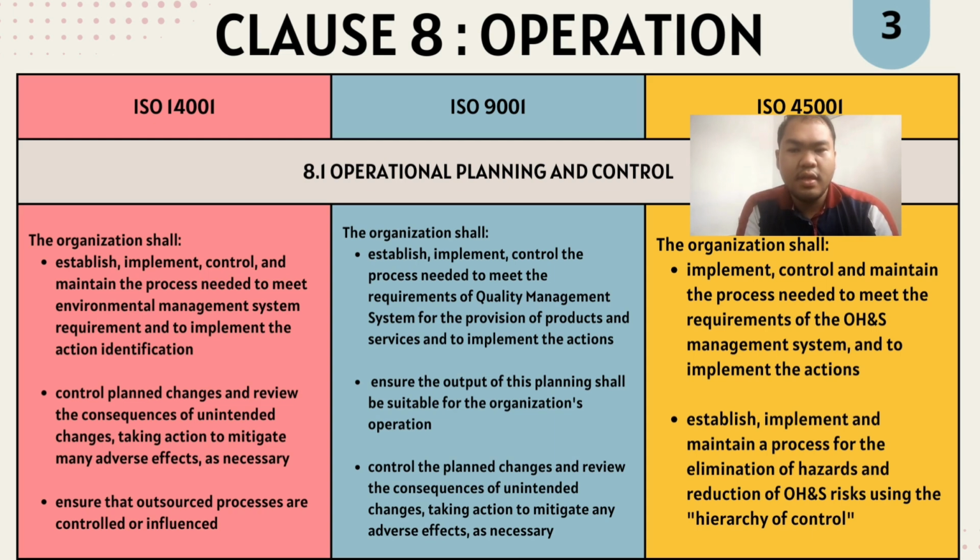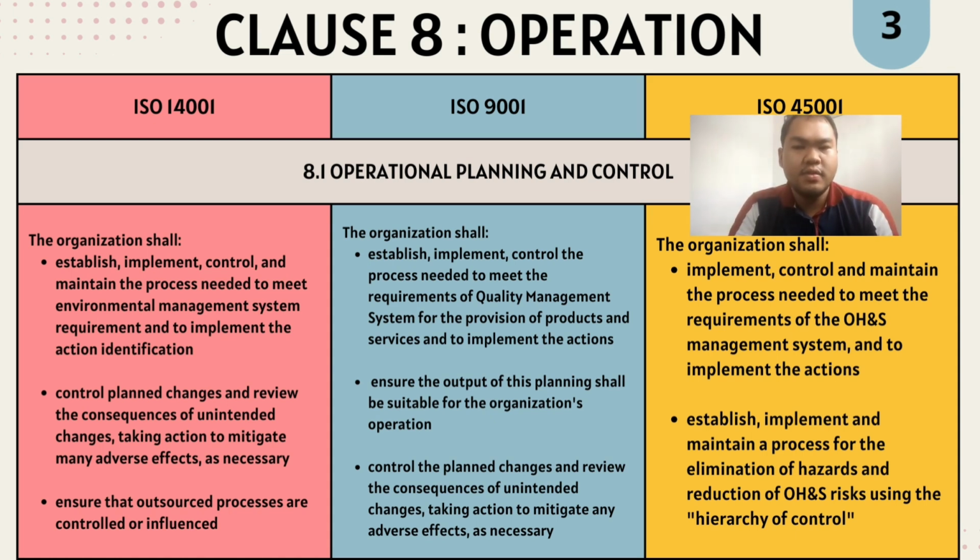For ISO 9001, the organization shall establish, implement, and control the processes needed to meet the requirements of the quality management system for the provision of products and services, and to implement the actions. Next is to ensure the output of this planning is suitable for the organization's operation. Control planned changes and review the consequences of unintended changes, taking action to mitigate any adverse effects as necessary.